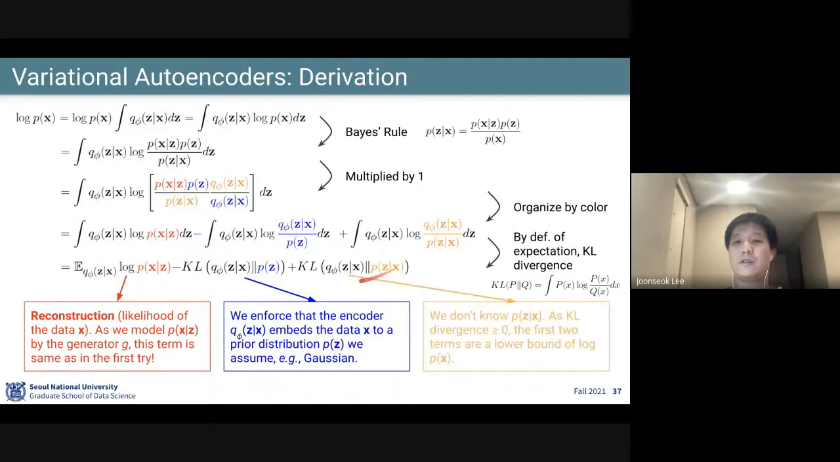And the last term, we actually can't do anything with this because we don't directly work with the PZ given X. We are only working with Q. So PZ given X, we don't know that. So this part is uncontrollable, unfortunately. But we know that the KL divergence is always larger than 0. So this part is some positive constant. And we have nothing to do with that, but we just know that it's making this a lower bound of this log px.